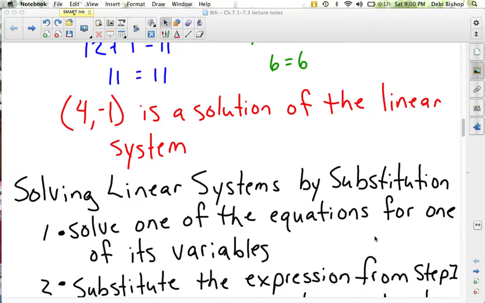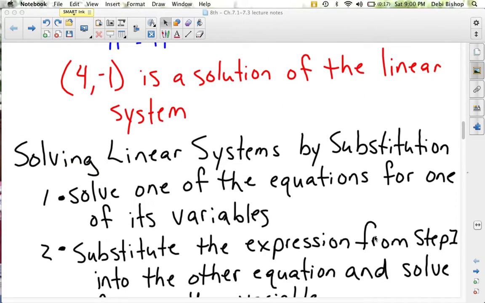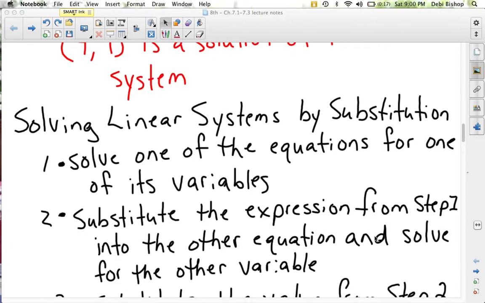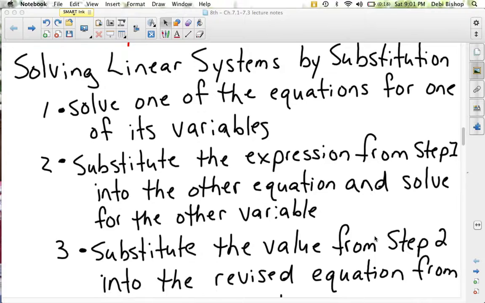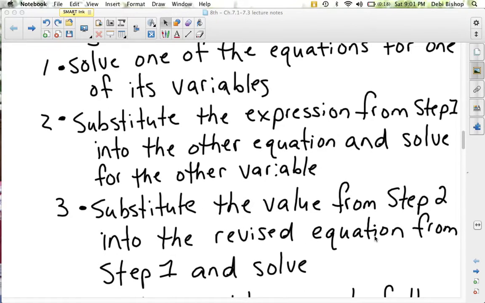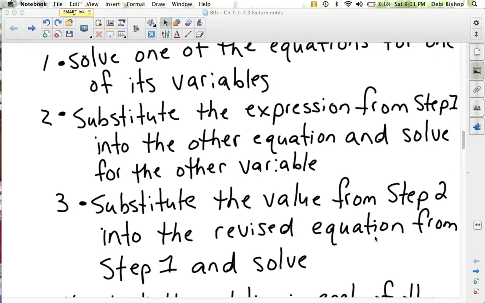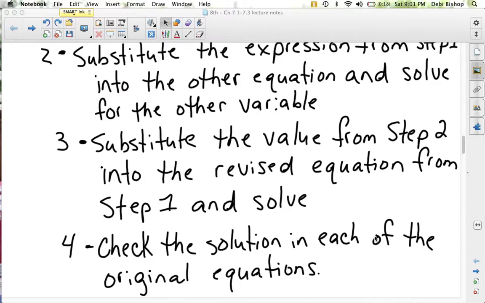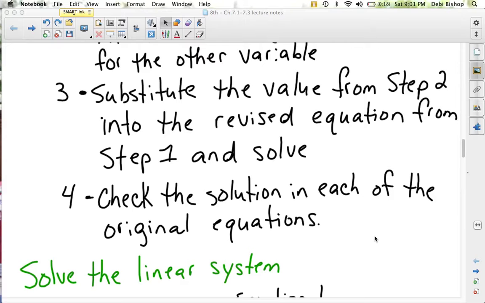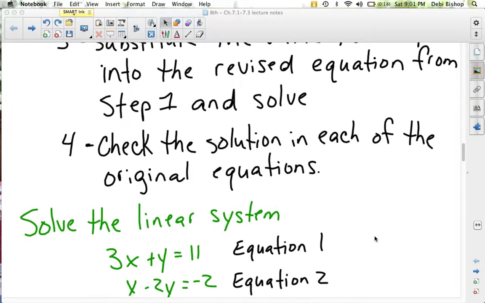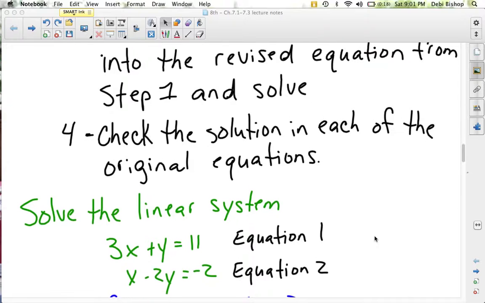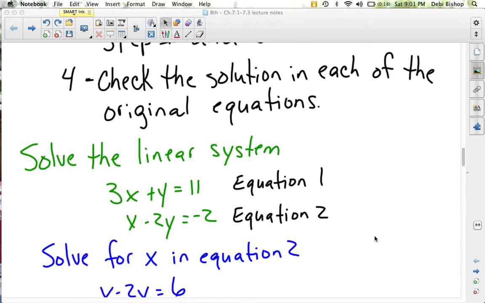The other way of doing it is you go by substitution. So first you solve one of the equations for one of its variables. Then you substitute the expression from step 1 into the other equation and solve for the other variable. Third step is you substitute the value from step 2 into the revised equation from step 1 and solve. Then you check the solution in each of the original equations. So we are going to use the exact same formula so you can see that all 3 of these work and get the same answer.